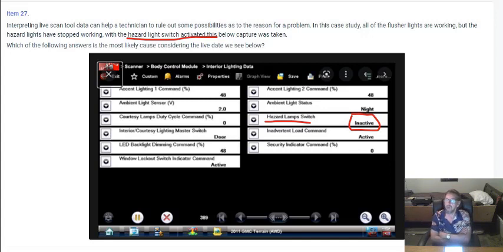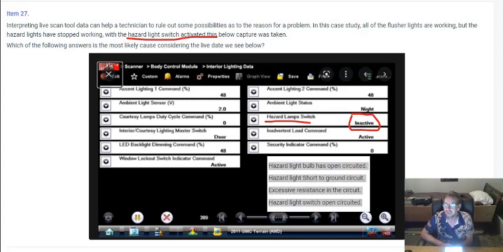So we've got to look at what's going to be the most probable. We're not saying that we're right, but we're looking at the most probable answer, and we're looking at the data to help us to get that answer. And there's a key couple of things, but let's look at the answers first. The possible answers: the hazard light bulb has an open circuit. Is that a possibility when you consider the flashes use the same bulb as the hazard lights on most cars, if not all cars that I know of? So I will rule that out.